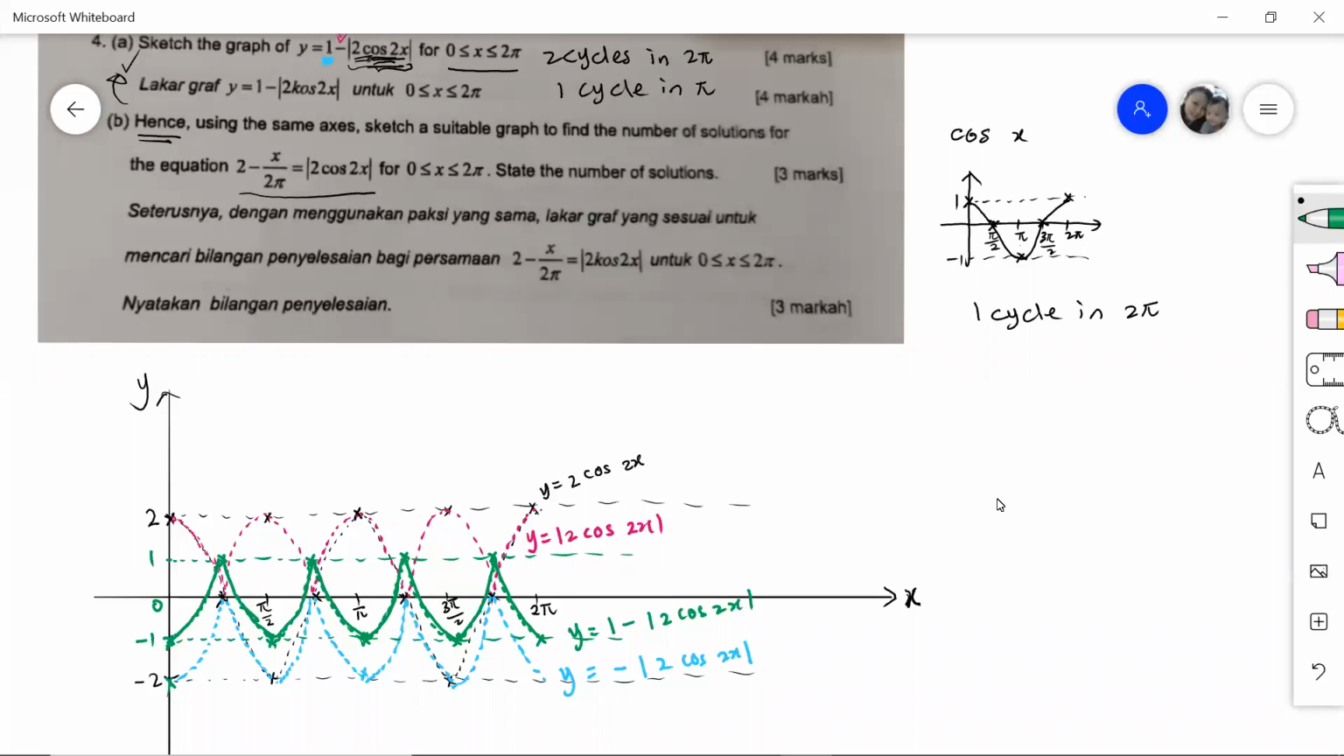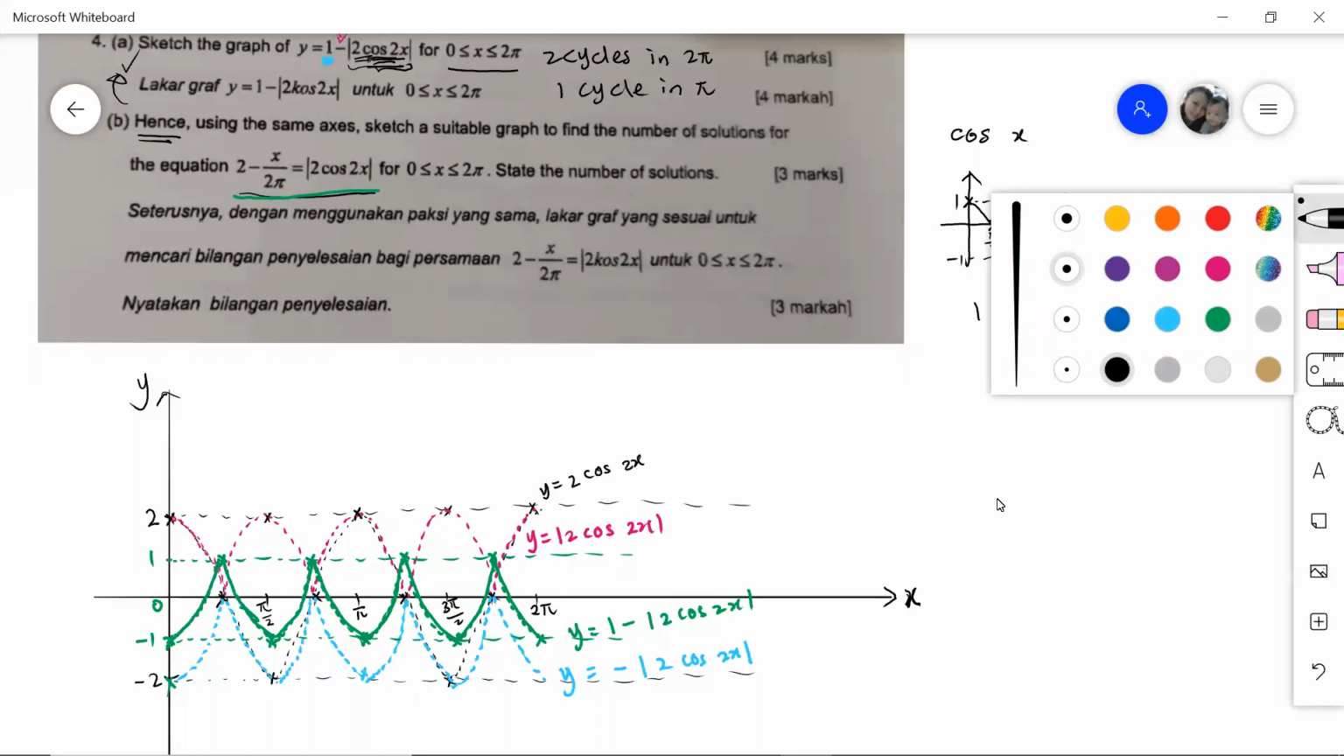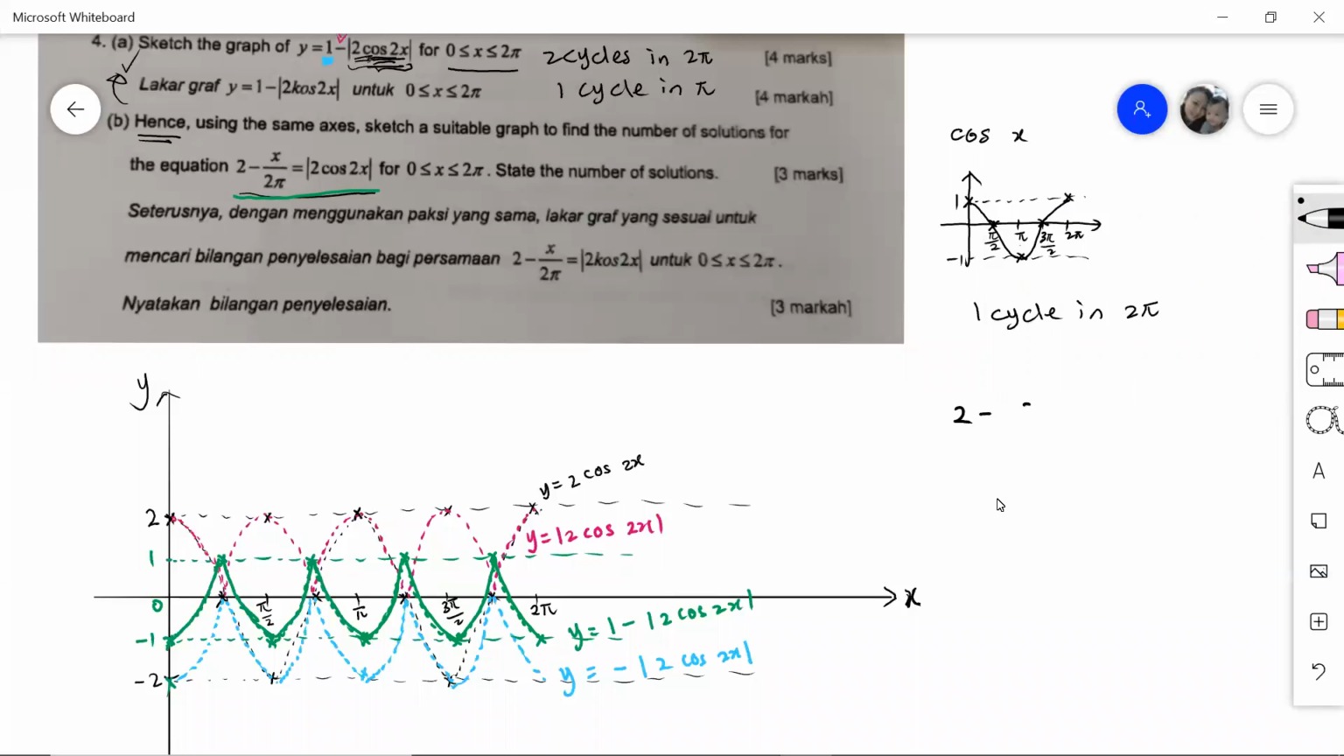So next part, we have to solve this equation. Let's write that equation first. We have 2 minus x over 2 pi equals 2 cos 2x. Now our objective is to use the graph that we sketched, which is y equals 1 minus modulus 2 cos 2x, in solving this equation. We only see modulus 2 cos 2x, but what I want is 1 minus modulus 2 cos 2x. So what can I do?